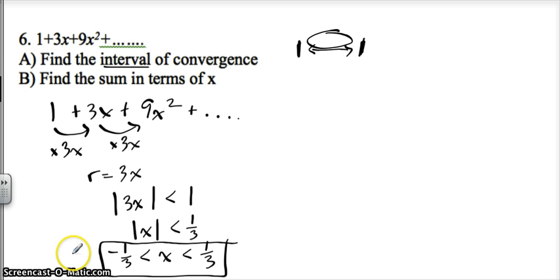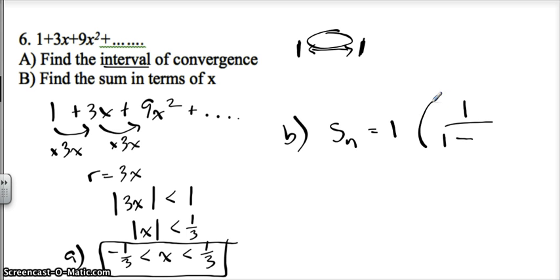That's letter A. For letter B, we just find the sum. We know it converges, so we just plug it back in. The sum is just going to be the first term, 1, times 1 over 1 minus our r value. Our r value is 3x. So that 1 is just a little unnecessary. This just becomes 1 over 1 minus 3x, like that.